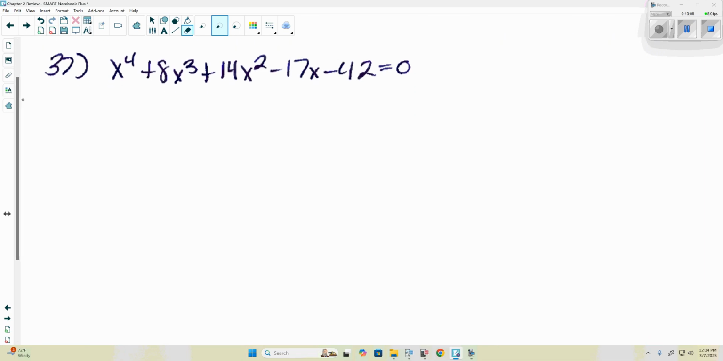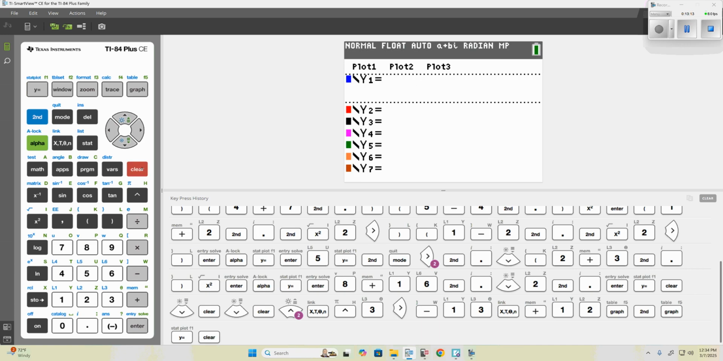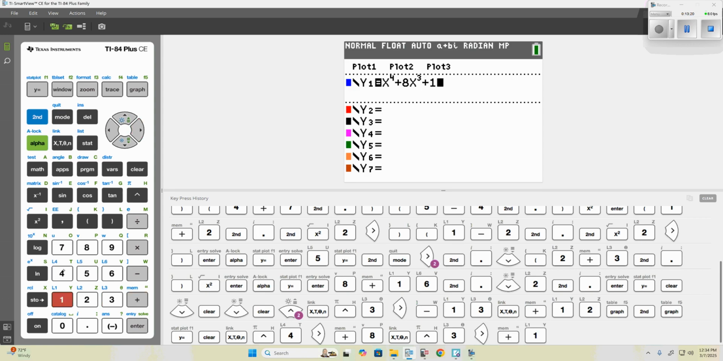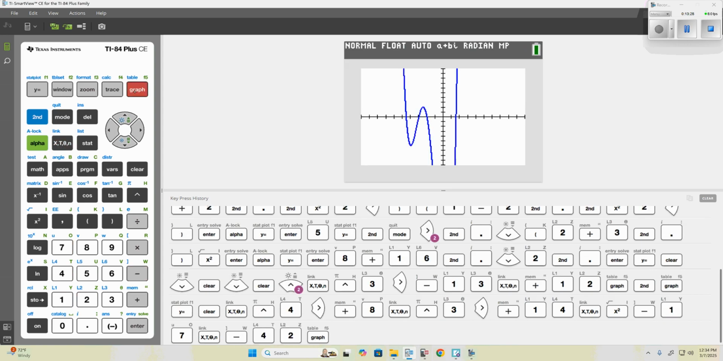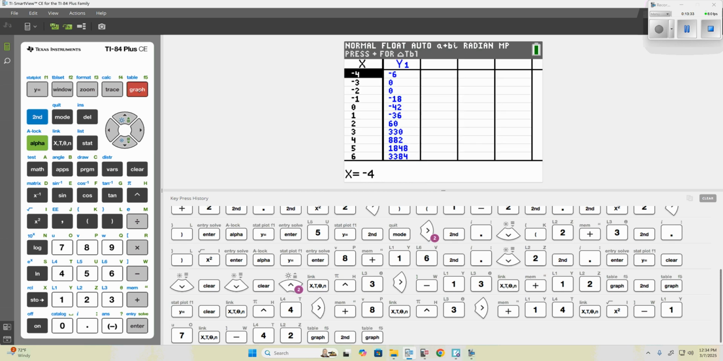Find all the real zeros. So for this here, again, I would start with graphing x to the fourth plus 8x to the third plus 14x squared minus 17x minus 42. We see it does cross the x-axis in several places. We have negative 3 and negative 2. It does cross. And the other places it does cross, we don't have whole numbers.